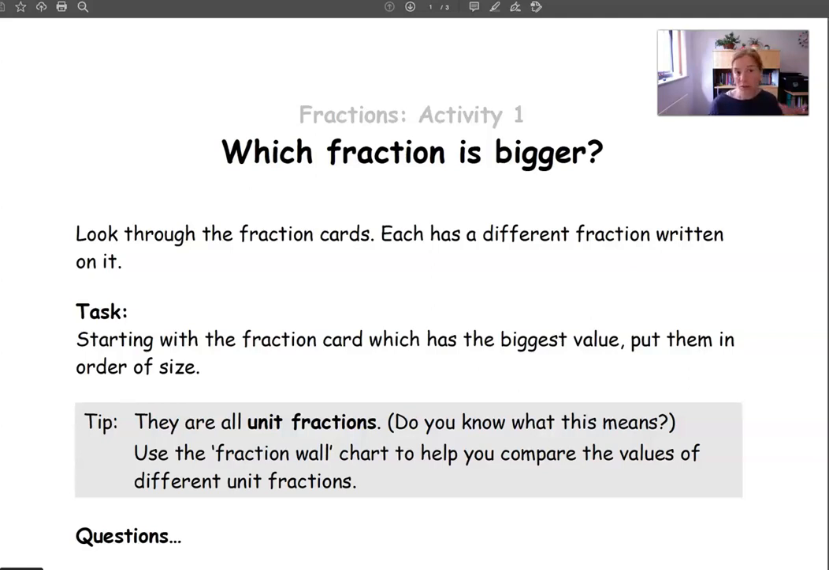And there are some features of this that I think would be really helpful to build on, some that I think are going to be almost impossible in the current climate, but we could think of some alternatives. So this first activity is called Which Fraction is Bigger?